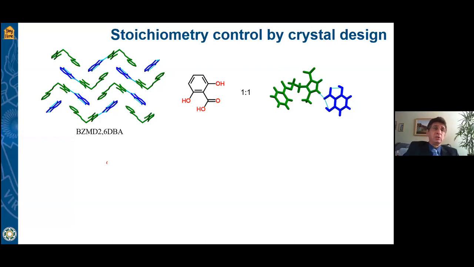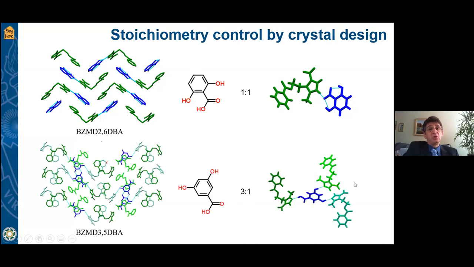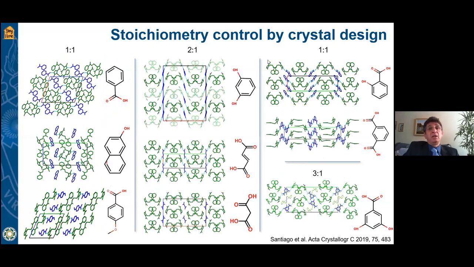So apparently the 3-to-1 is not working, but if we follow the design rule we proposed with the 2-to-1, that is, take the OH groups far away from each other, we can at the end produce a 3-to-1 stoichiometry, because intramolecular hydrogen bonds are not allowed in this one. And we have the 3 OH groups linked to 3 non-equivalent API molecules. So we were able to produce 1-to-1, 2-to-1, 3-to-1, but we have to define a crystal engineering strategy to go to the higher order stoichiometry.